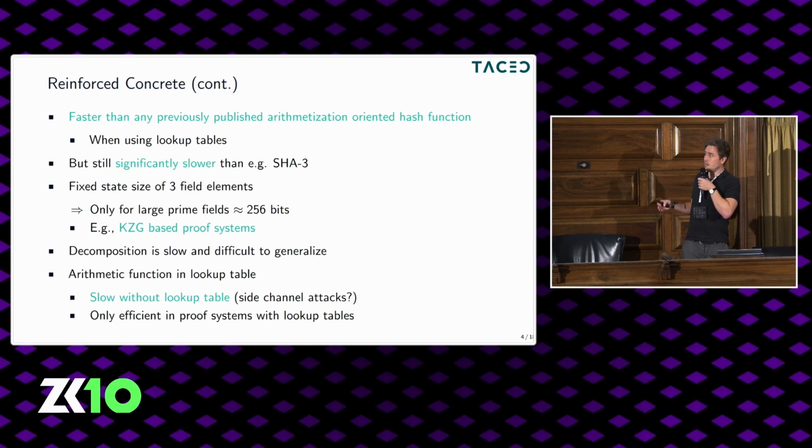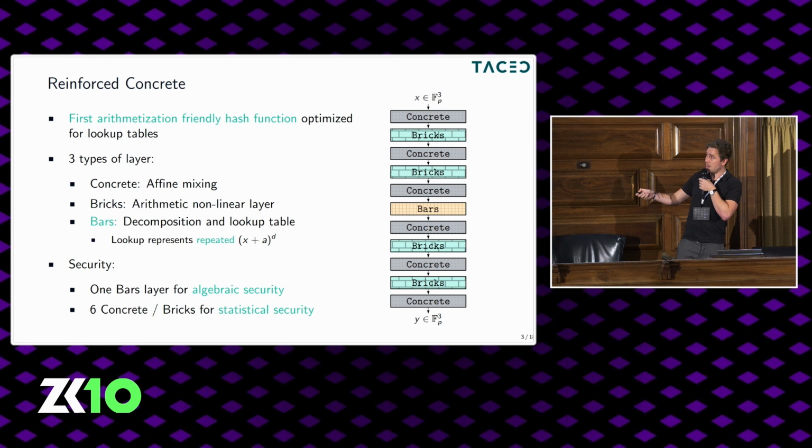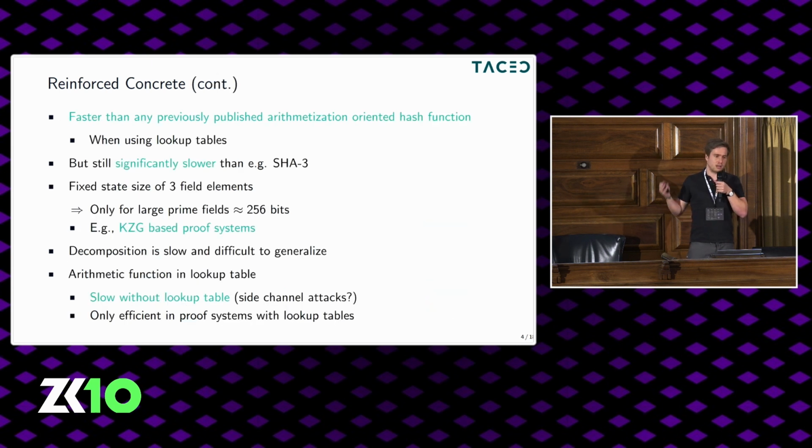Also, the decomposition in Reinforced Concrete, so when getting from a larger field element to multiple smaller field elements, is kind of slow, and it is also difficult to generalize. It's not really a problem for Reinforced Concrete, because we have seen parse is only applied once in the whole hash function, and we have 3 field elements, so we do not decompose a lot of times. But when we go to a smaller field, we have to apply parse more often, and then this tedious and slow decomposition can become a bottleneck again.